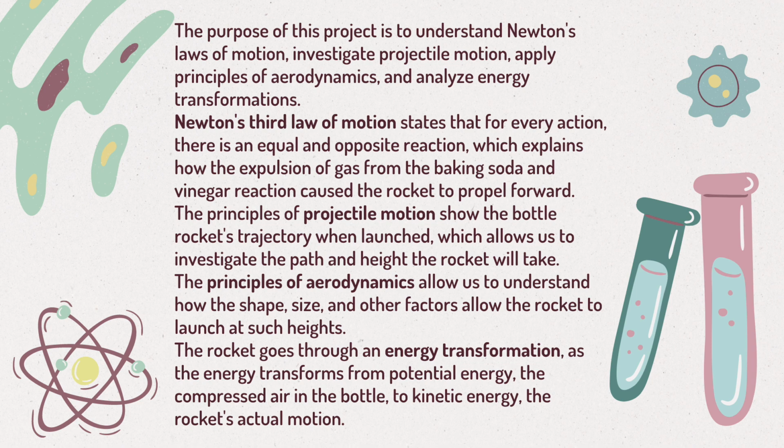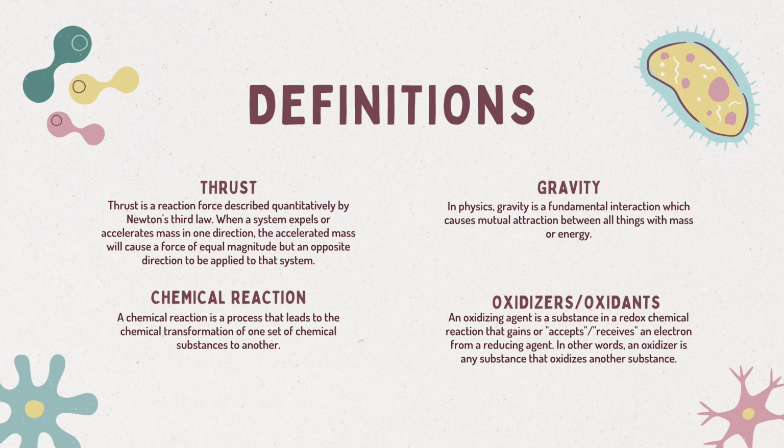The principles of projectile motion show the bottle rocket's trajectory when launched, which allows us to investigate the path and height the rocket will take. The principles of aerodynamics allow us to understand how the shape, size, and other factors allow the rocket to launch at such heights. The rocket goes through an energy transformation, as the energy transforms from potential energy, the compressed air in the bottle, to kinetic energy, the rocket's actual motion.